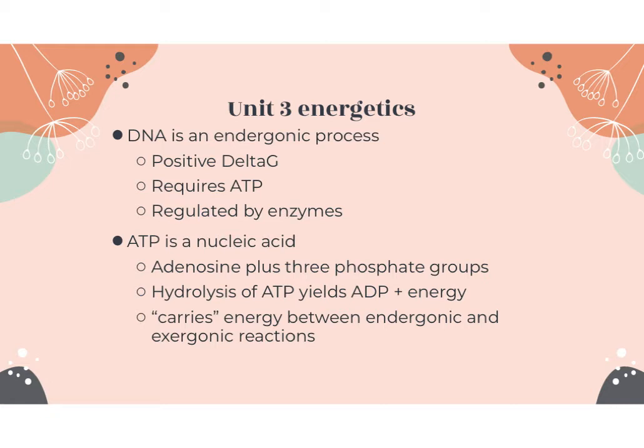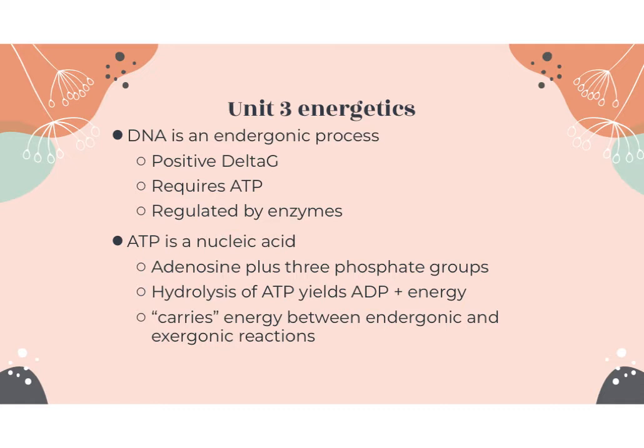Another important molecule that we talk about in the energetics unit is ATP, adenosine triphosphate. Adenosine triphosphate is a nucleic acid. This is an adenosine molecule plus 3 phosphate groups. So a regular nucleotide like you're used to seeing it has a phosphate group, a sugar, and a nitrogenous base. In this case, you have the phosphate, the sugar, and the nitrogenous base adenine. But instead of just one phosphate, you have 3 phosphates.